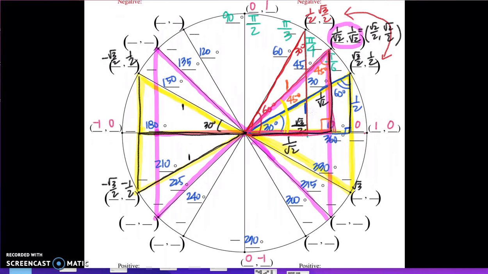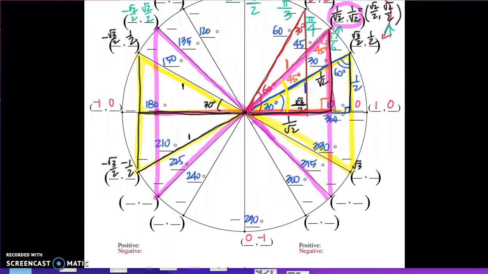But we went to the left. So what are you going to write? Negative root 2 over 2 or negative 1 over root 2. And then I went up root 2 over 2. I don't care either way, okay? This guy or this guy. Reduced, simplified, it doesn't matter, okay? Now, this guy here, I went down, left root 2 over 2. I went down root 2 over 2. How about the other guy in the fourth quadrant? I went to the right root 2 over 2. I went down root 2 over 2.